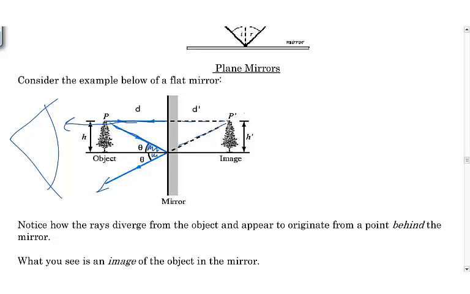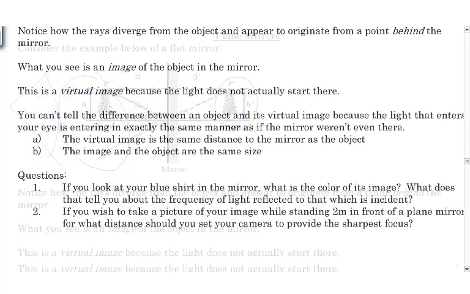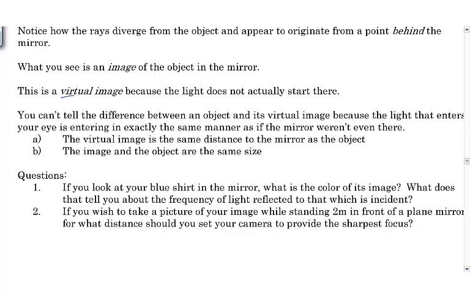That's why your eyes pick up the image behind a mirror that looks the same height as the actual object. It's the same distance behind the mirror as the object is in front of the mirror, and therefore it looks exactly the same. A couple things to notice is that these light rays are diverging from each other. In other words, they're splitting apart. What you see is the image behind the mirror. In this case, that image is a virtual image because the light does not actually start there. It only appears to come from there.